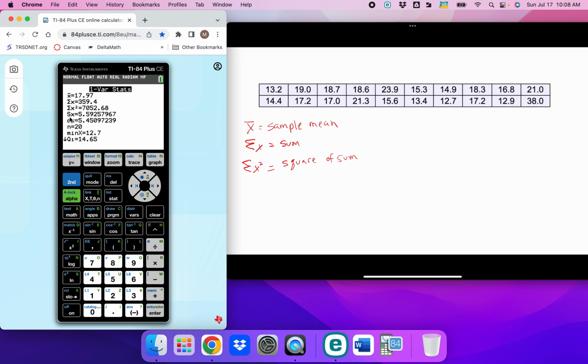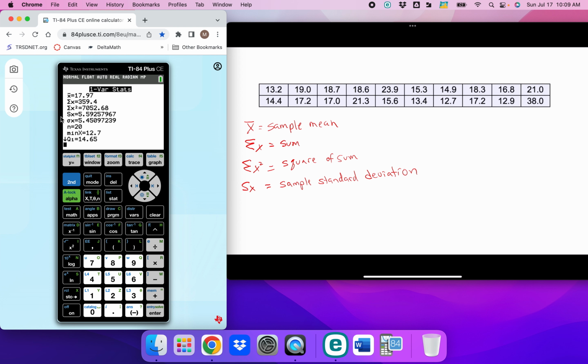So next we have Sx. This is our sample standard deviation. Remember from the previous lessons, the lessons this week, that sample standard deviation is calculated differently than standard deviation. Sample standard deviation is divided by n minus 1. Standard deviation is divided by n. So those are going to be different values.